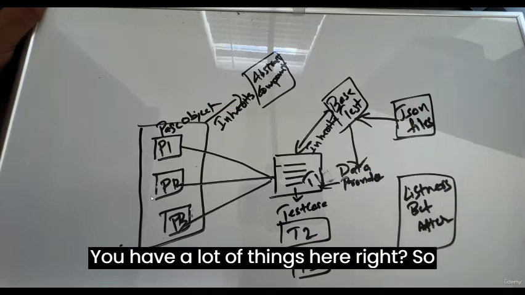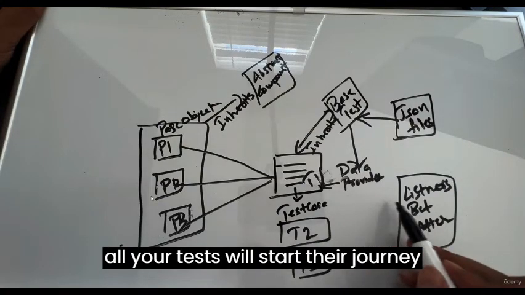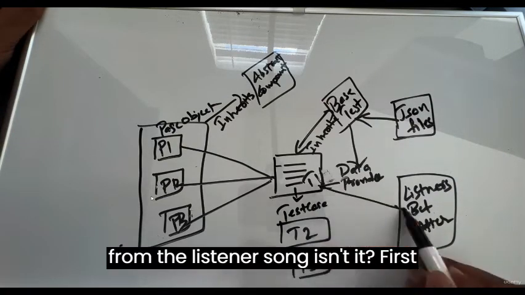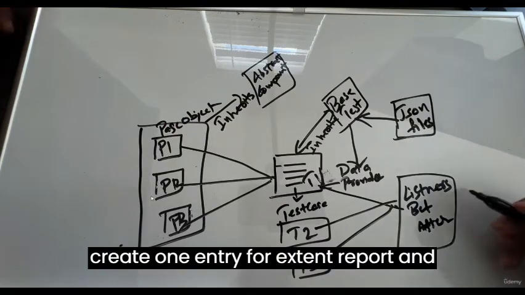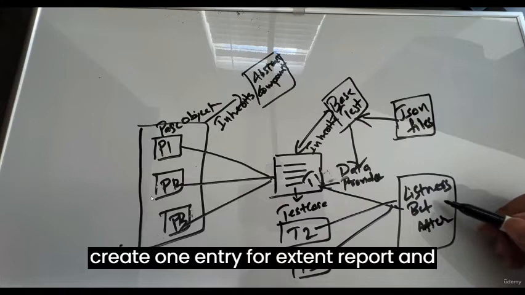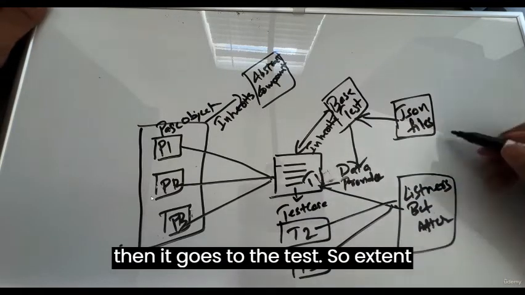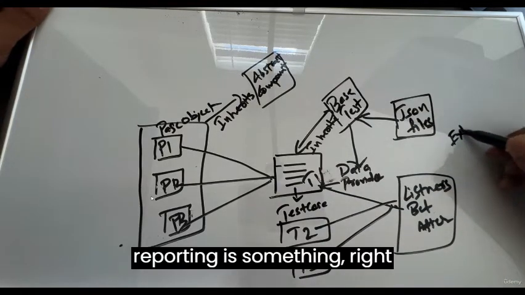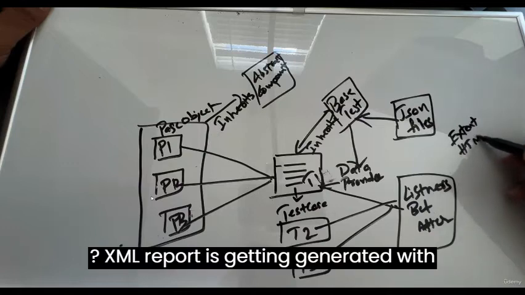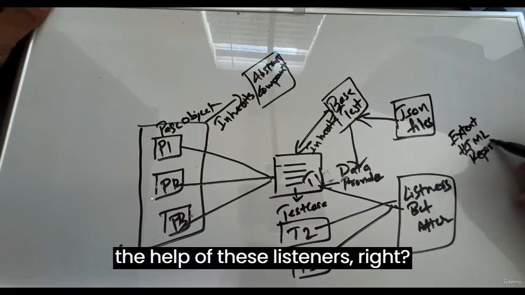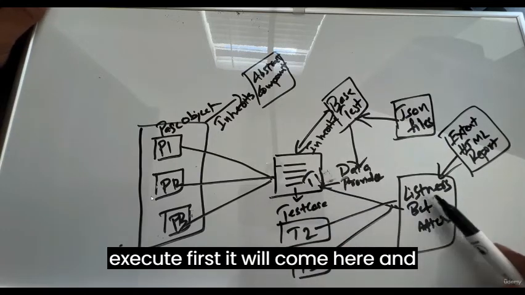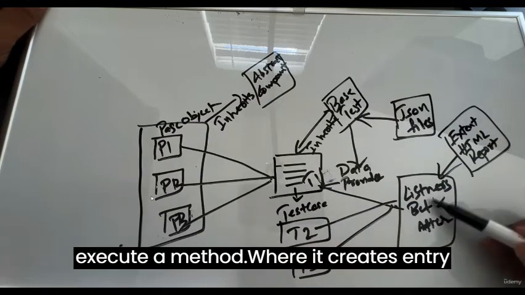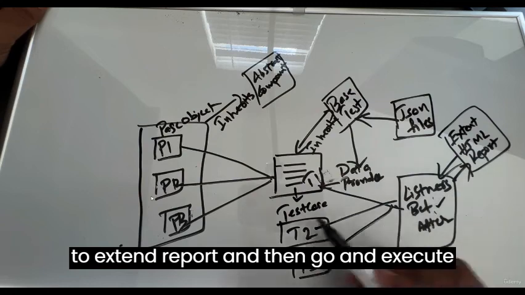You have a lot of things here, right? So all your tests will start their journey from the listeners only, isn't it? First, it executes code in the listener that creates one entry for extent report, and then it goes to the test. So extent reporting is something, right? HTML report is getting generated with the help of these listeners, right? Because every test, when it is trying to execute, first it will come here to listeners and execute a method where it creates an entry to extent report, and then go and execute it.